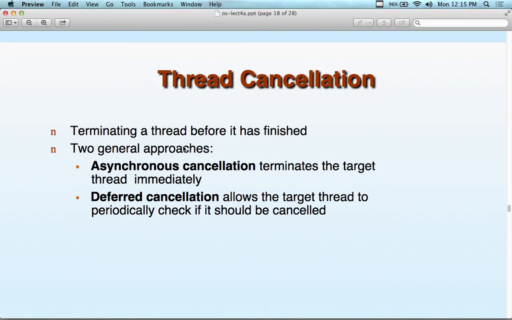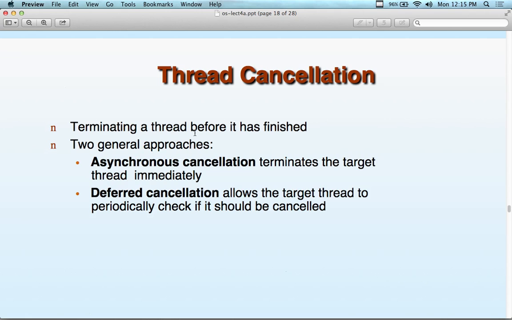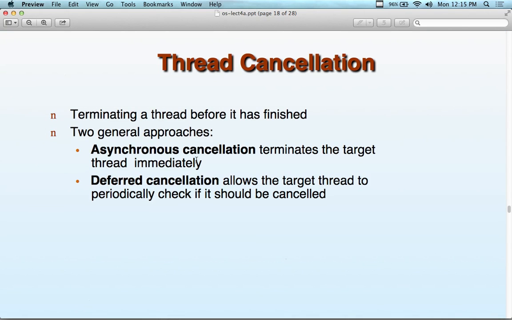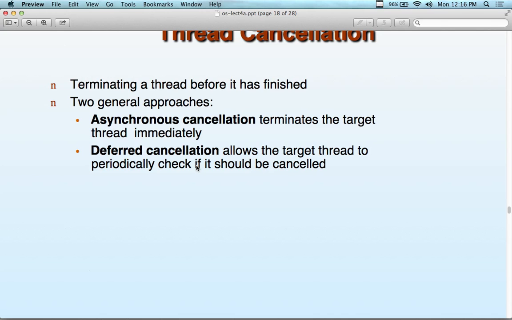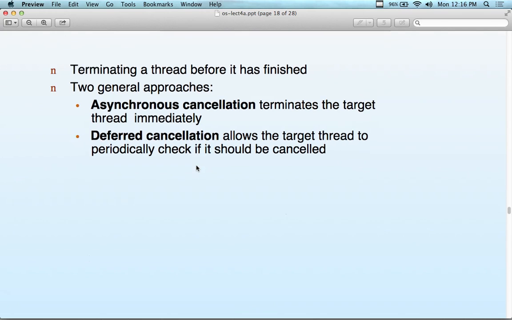What about thread cancellation? How are you going to cancel one thread inside of that process, instead of the multiple processes? So, terminating a thread before it is finished. Two general approaches here. Asynchronous cancellation terminates the target thread immediately, or deferred cancellation allows the target thread to periodically check if it should be canceled.